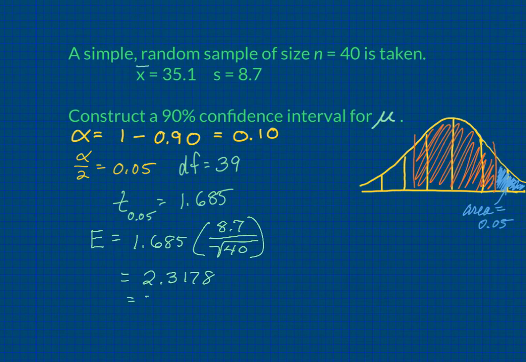And when we perform that calculation, we get a margin of error of 2.3178, or 2.32. This seems to be a rather small margin of error. There are two reasons for that. The standard deviation of the sample was very small, but also our sample size was large. So we were dividing by something larger than we were previously.